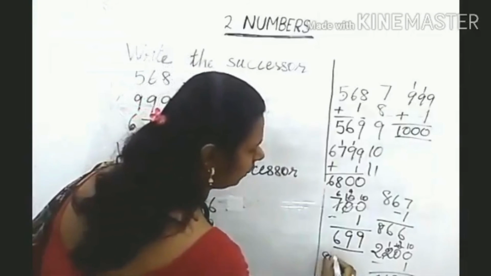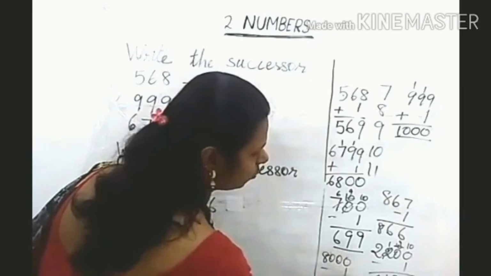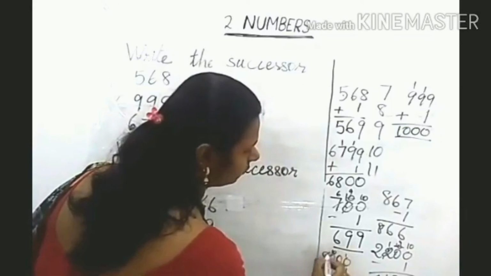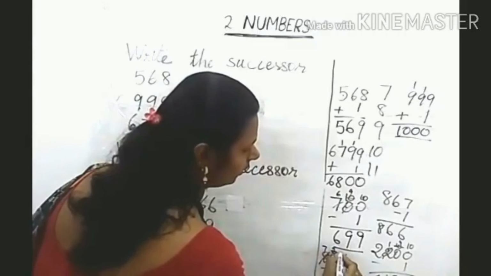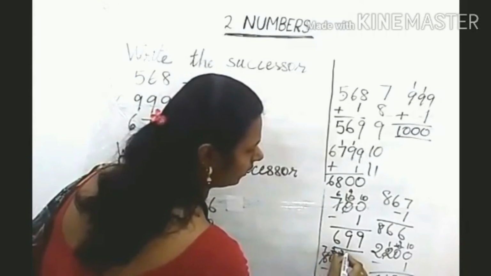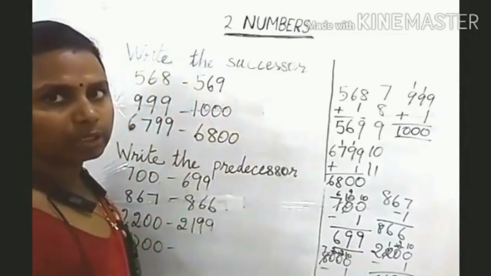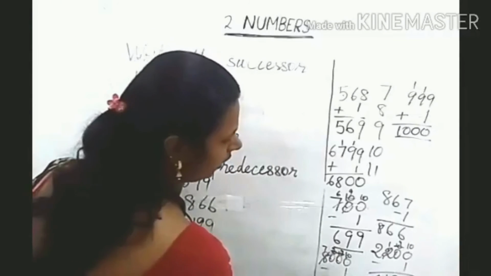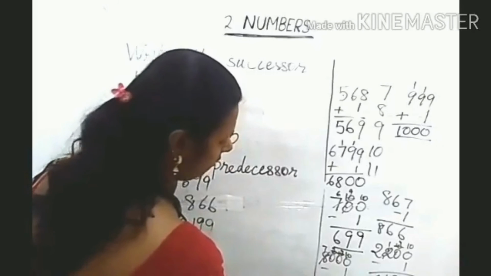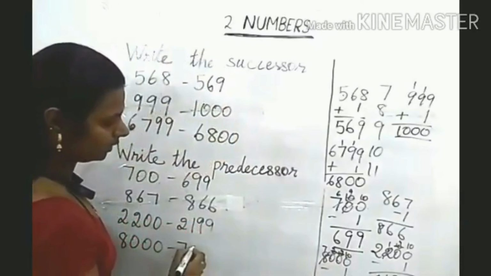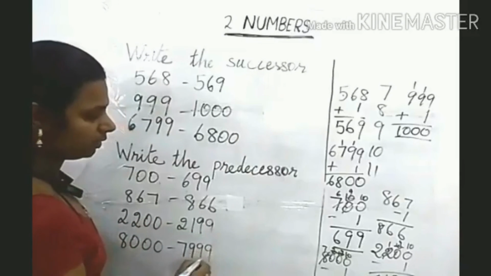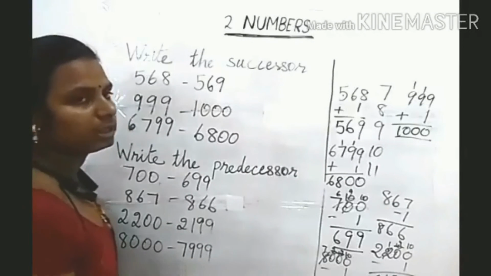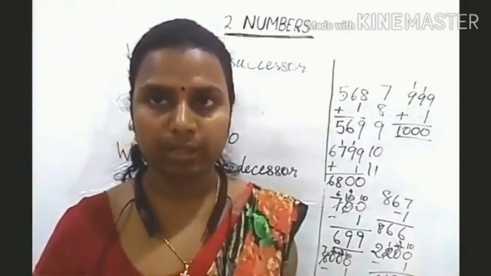Shall we take the next one, 8000. 8000 minus 1. So here again 10 and 7, 9 and 10, 9, 10. So do you borrow like that? Okay. 10 minus 1, 9, 9, 9, 7. So 7999. That means the predecessor of 8000 is 7999.